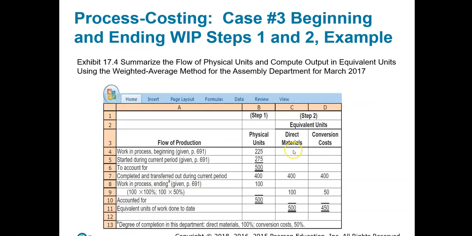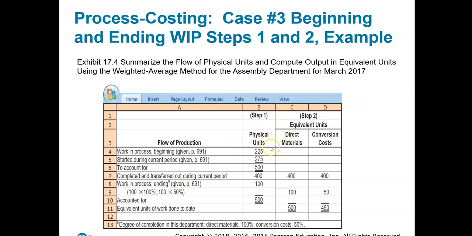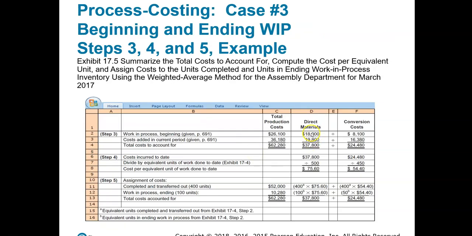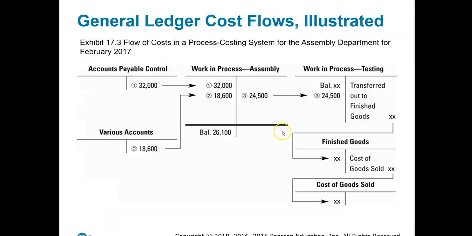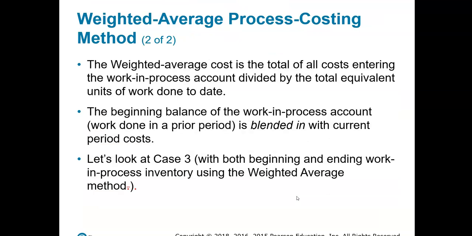So in the beginning inventory here, there are going to be costs associated with this. We're going to take the costs associated with those 225 units and separate them by cost category, direct materials and conversion costs. Our beginning inventory had $18,000 worth of direct material costs and $8,100 of conversion costs. So the total beginning inventory was $26,100. Again, we got that on a previous slide, from the end of the period before, which is our beginning inventory now.